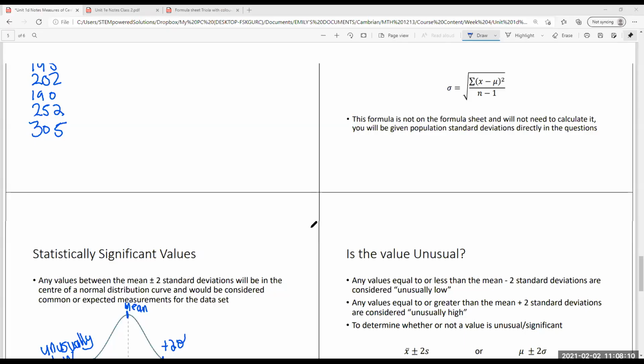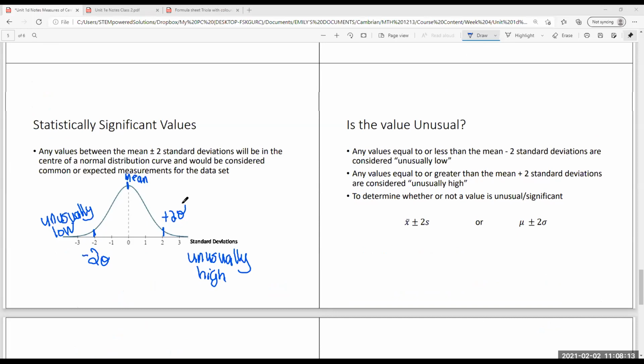Okay. So any values between the mean plus or minus 2 standard deviations will be in the center of the normal distribution curve and would be considered common or expected measurements. So anything within 2 standard deviations right here would be considered expected or common. Anything less than 2 standard deviations from the mean is going to be considered unusually low, and anything greater than 2 standard deviations from the mean is going to be considered unusually high. So there's going to be questions like that on the exam. You'll see it when we get there.